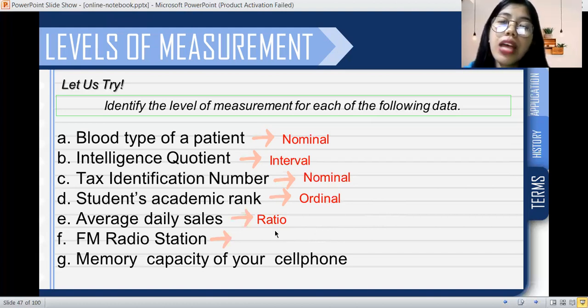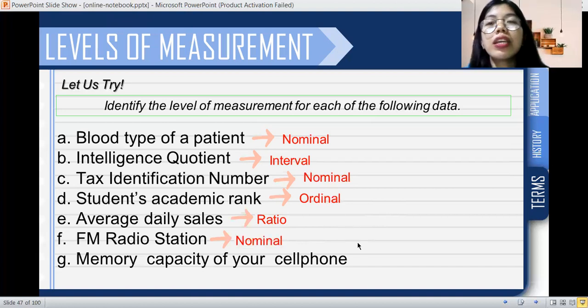And we also have the FM radio station. Now, this one is again a nominal, dahil nga, it is only used to categorize, to name. Like for example, yung Wish 107.5 na tinatawag natin. So, ginagamit naman siya to name, no? That is why it is a nominal.